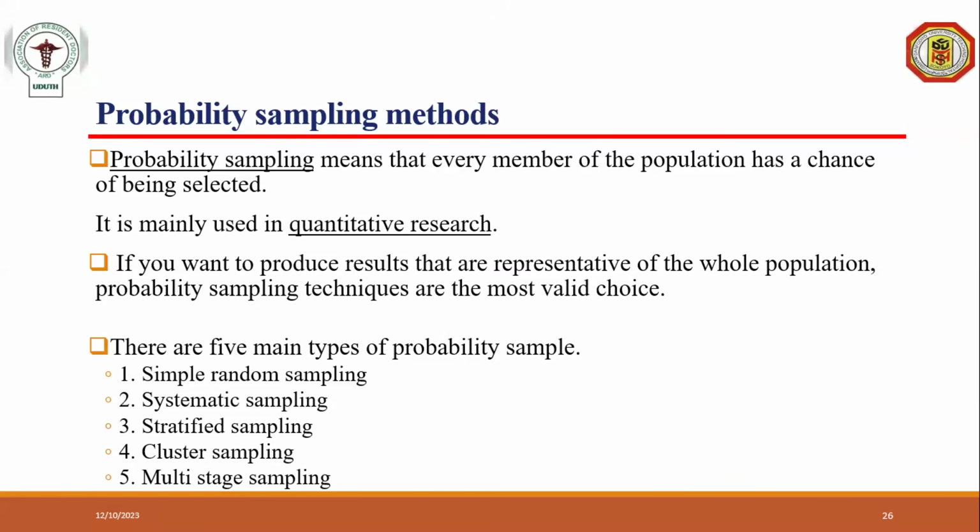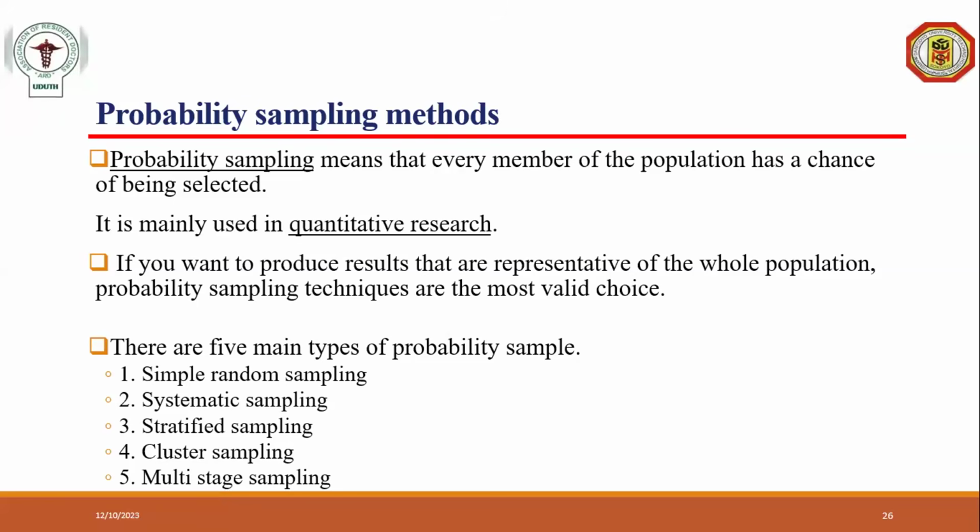So the best sampling technique is the probability sampling technique, because it gives an equal chance to everybody in that population of being selected. It means whatever you select using probability sampling, you are surely selecting a representative of that population. So that is the best sampling technique you can use.